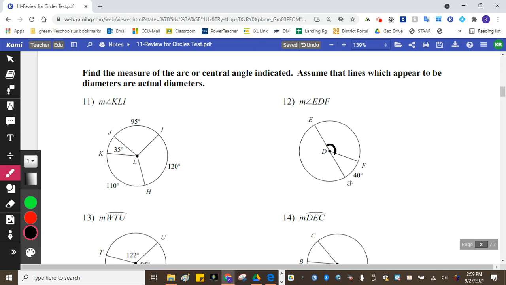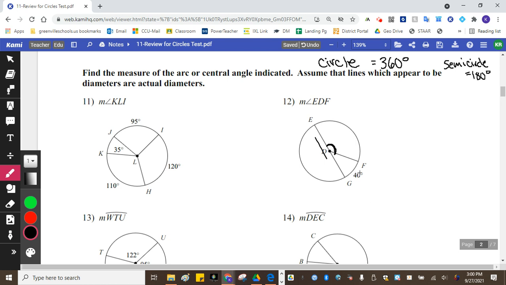So if EG is the diameter, that means it cuts your circle exactly in half. So what's the degree of a circle? 360 degrees equals a circle. So what's half of that? 180. So a semicircle, half of it, equals 180. This diameter is saying this whole side equals 180. So from E all the way to G, EFG is 180. So our arc is 180.